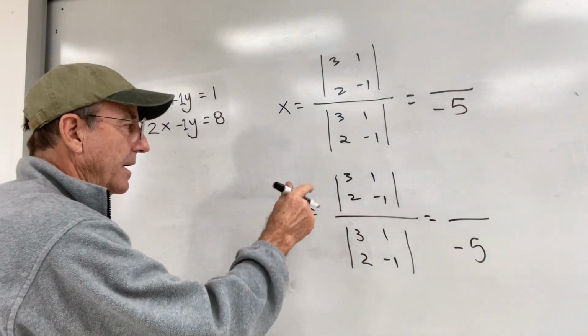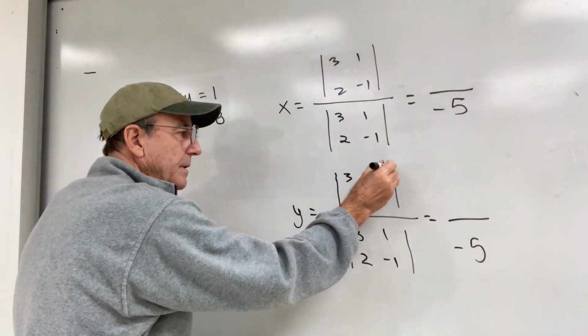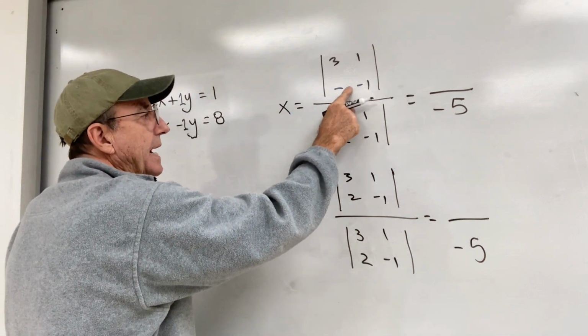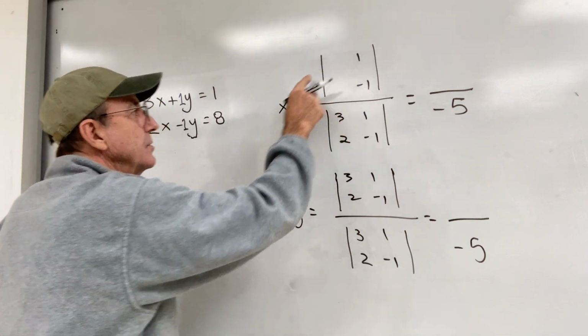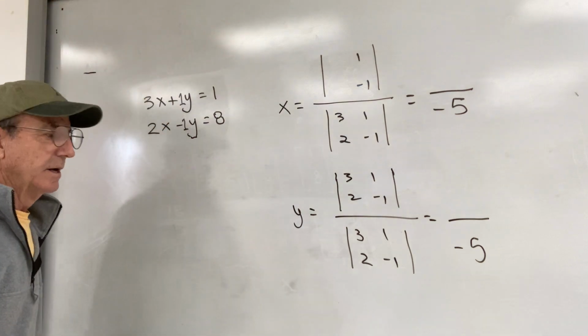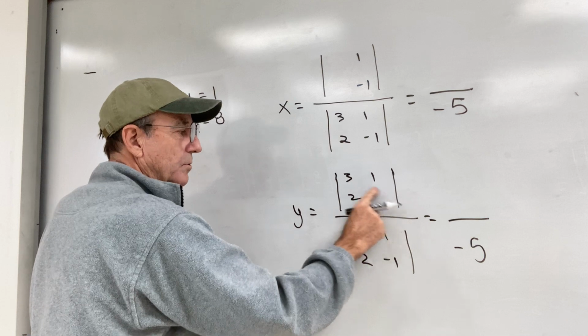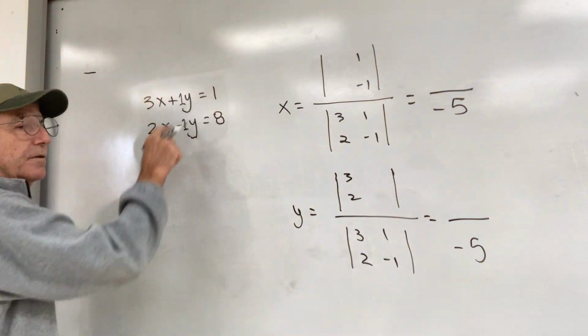So how do you modify this top guy? If you're looking for x, you erase the x numbers. Now remember, the 3 and the 2 came from the x's. If you're looking for the y's, you erase the y numbers. So the 1 and the negative 1 came from over here from the y's.